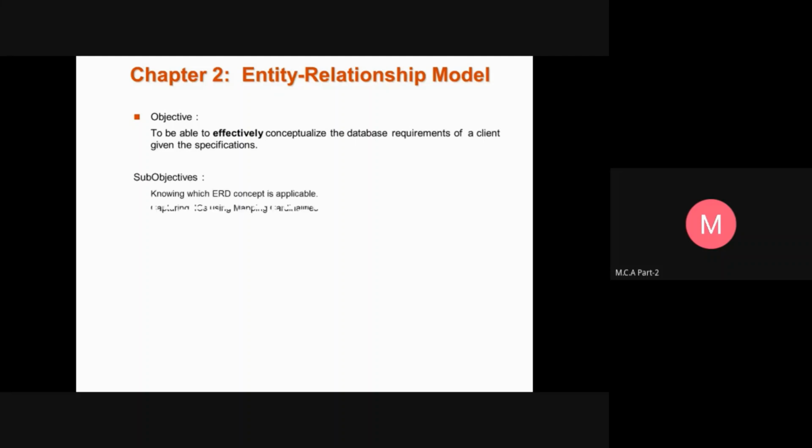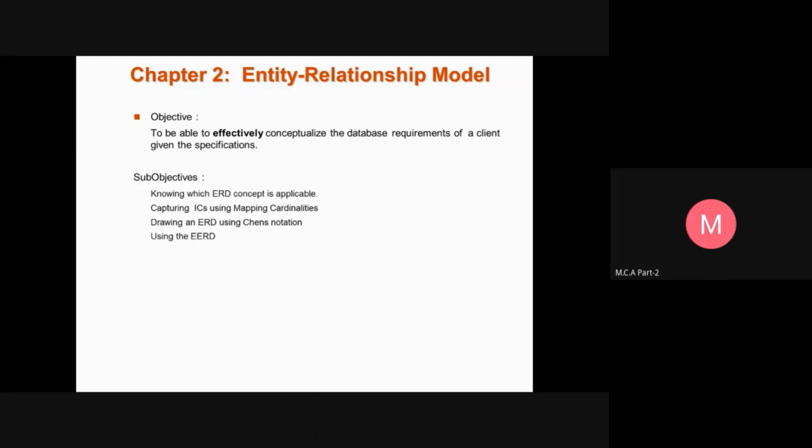There are sub-objectives, which is basically knowing which ERD concept is applicable at that point of time. We'll see how we can capture some ICs using mapping cardinalities, but not all ICs, that are integrity constraints, can be captured in an entity relationship diagram. So we will see which of these ICs or integrity constraints cannot be captured also. We will be drawing the entity relationship diagram using the Chen's notation. So you should be familiar with the Chen's notation by the end of these sessions.